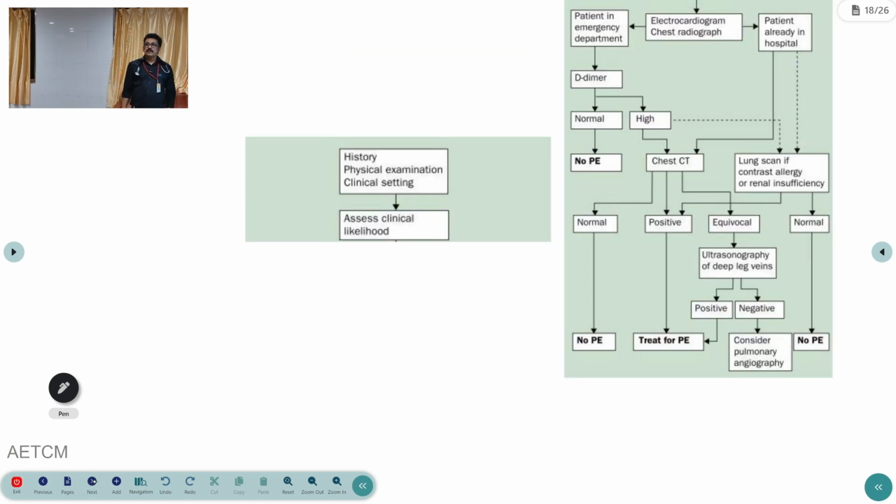So, this is the algorithm which will help you to make a diagnosis of pulmonary embolism. History and assessment, all these things should be done in the emergency room. ECG can be taken, ECG may show findings, X-ray may show findings, but if the D-dimer is positive in pulmonary embolism, then finally you have to go for a CT pulmonary angiogram to make a proper diagnosis.